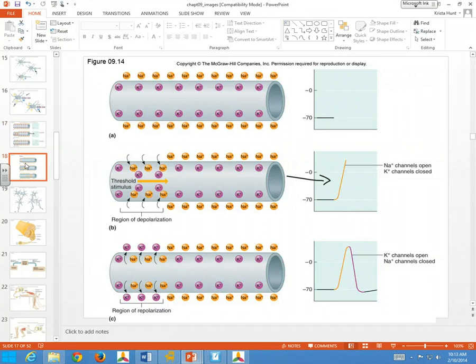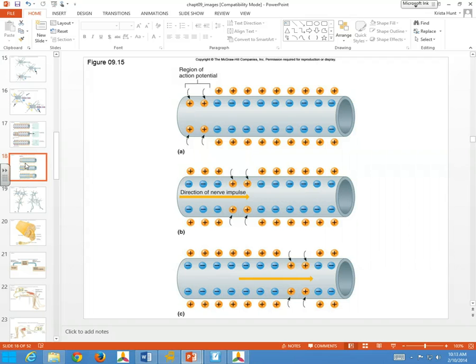Okay? And then this is a diagram that's showing you that action potential, the impulse moving down the nerve. Once this part depolarizes, then it causes the next part, and then the next part, and all the way down. This chain reaction, this wave that flows down the neuron.